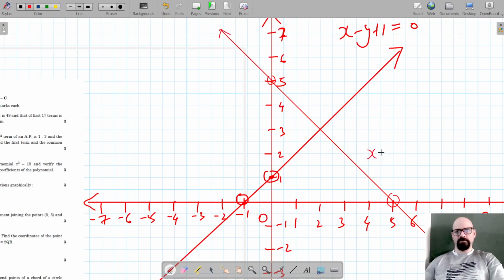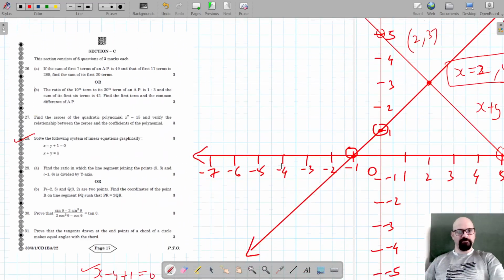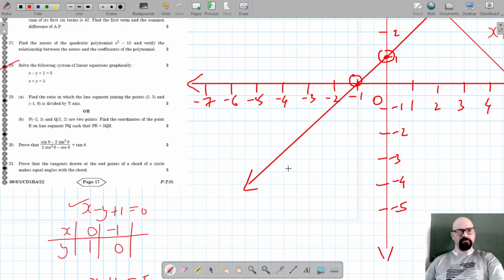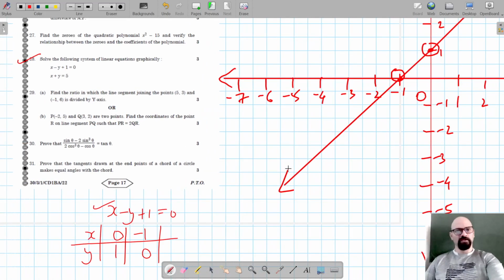This is x plus y is equal to 5, and these two lines are intersecting here. The coordinates of this point are 2 comma 3, which gives us a solution. X is equal to 2 and y is equal to 3. So x is equal to 2 and y is equal to 3 is the solution of the linear equations.